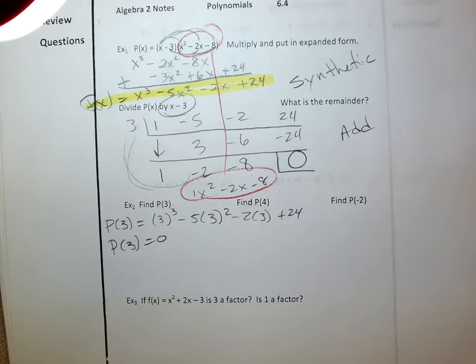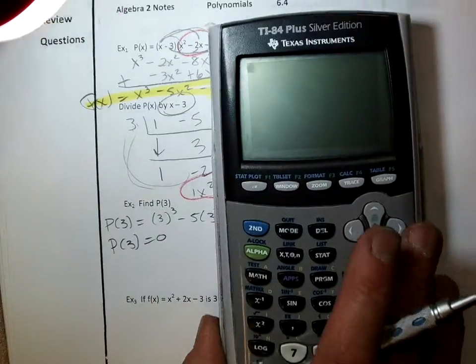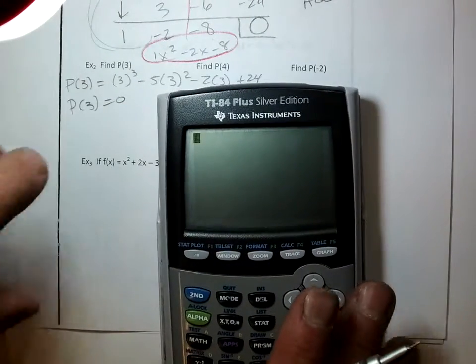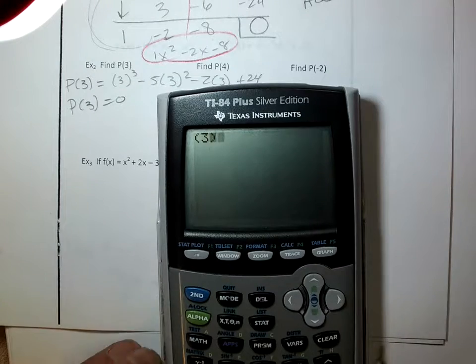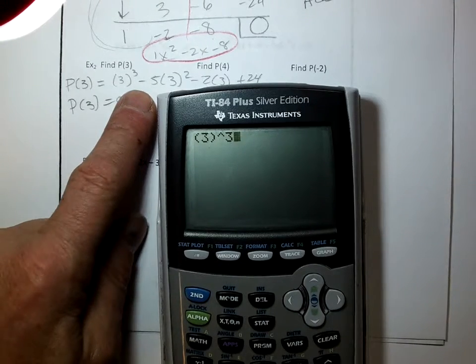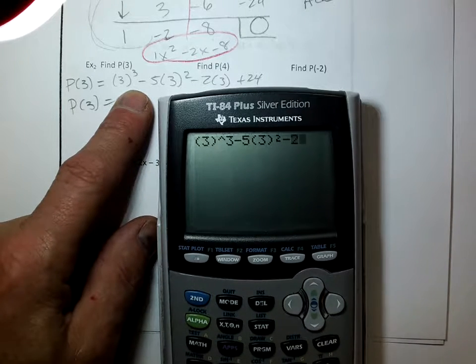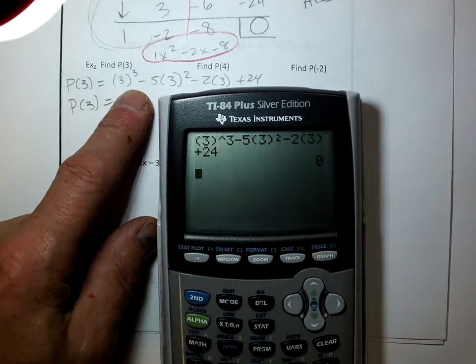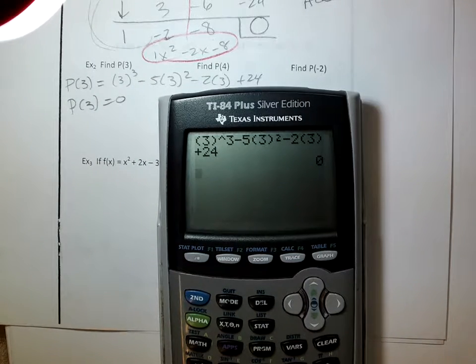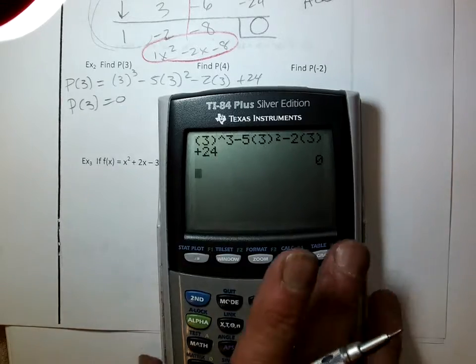Okay, so on the calculator you can see it. If I go 3 to the third power minus 5 times 3 squared minus 2 times 3 plus 24, and lo and behold, boom, it is 0! I already knew that, didn't I? Okay, so then big deal.